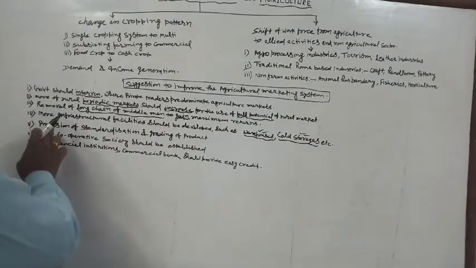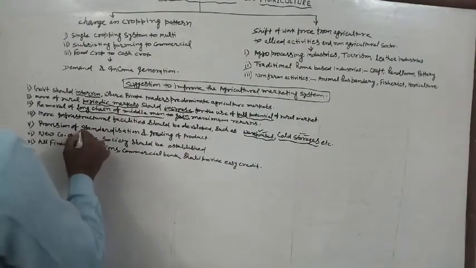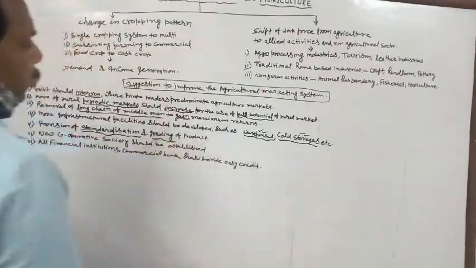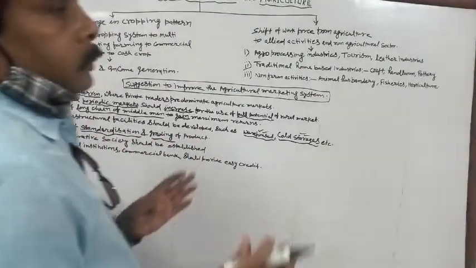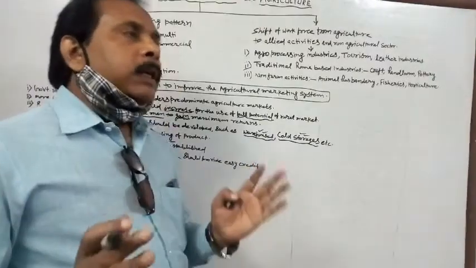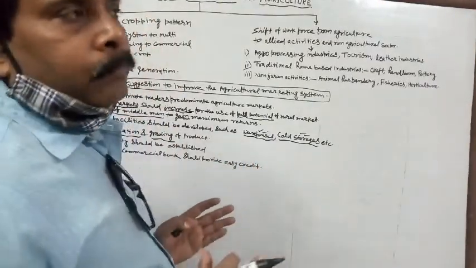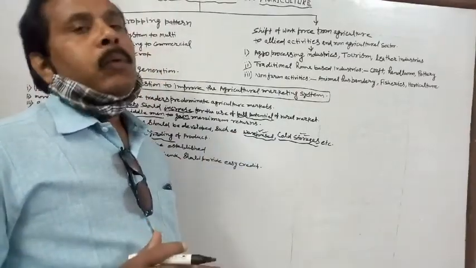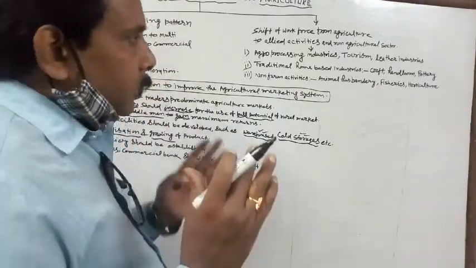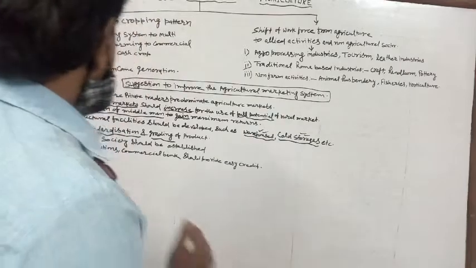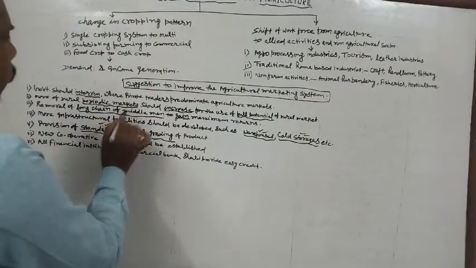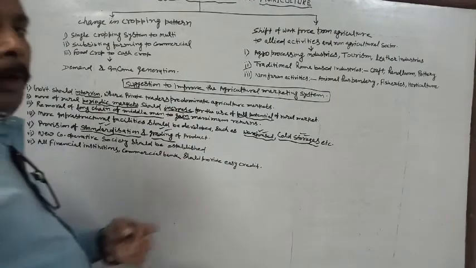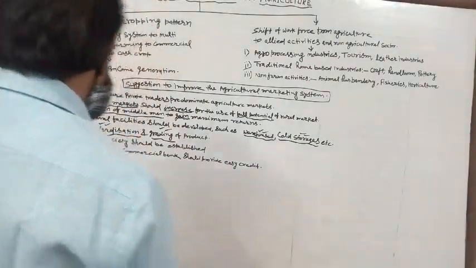Next is the provision of standardization and grading of products. There are different categories of output. Some are of very good quality, some are of bad quality. So the product should be standardized and grading should be given so that farmers can earn maximum profit.